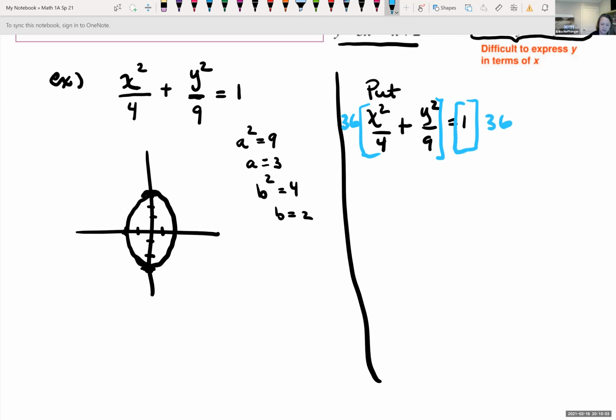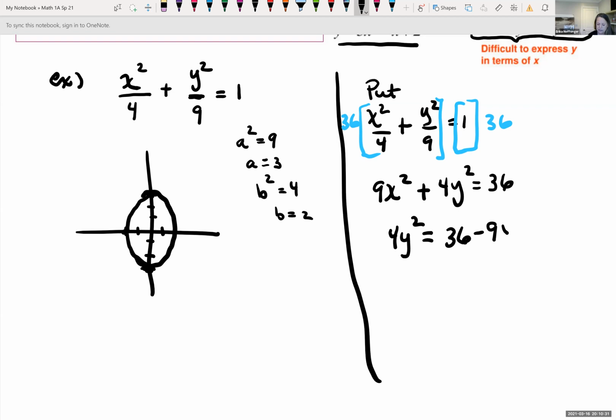And so if we distribute 36 times x squared over 4, 4 goes into 36 nine times, so 9x squared, plus 36 times y squared over 9, 9 goes into 36 four times, so 4y squared equals 36. We're trying to solve for y, so we're going to subtract 9x squared on both sides, trying to isolate the term with y. So we get 4y squared is 36 minus 9x squared.